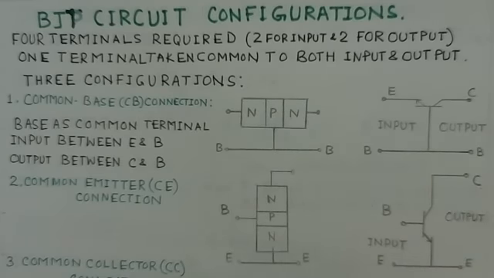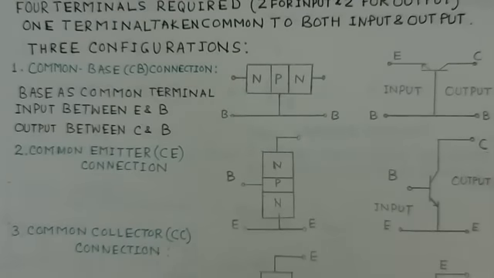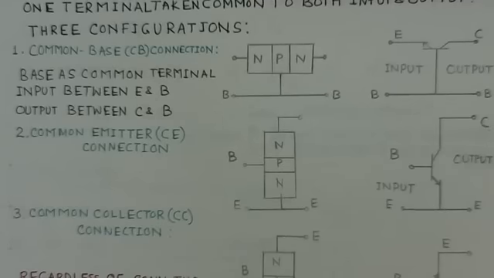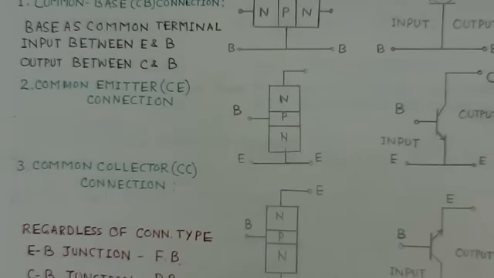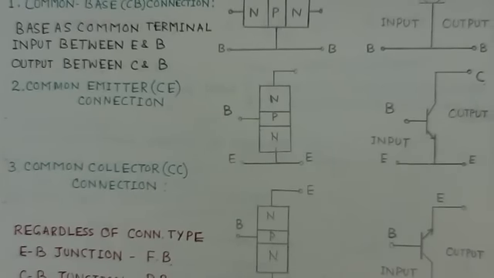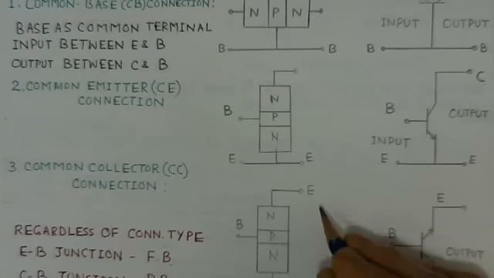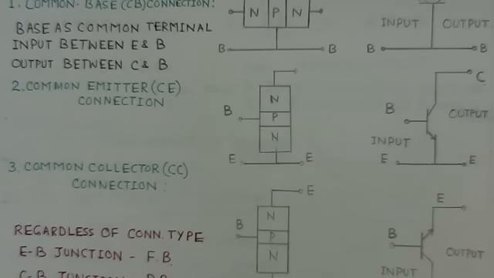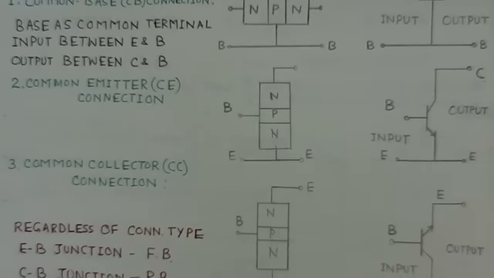Here the second configuration is for the common emitter. Here the emitter is taken as common, and the input is between base and emitter, and the output is between collector and emitter. And the third is the common collector configuration. In common collector configuration, you can notice here that collector is common, and base and collector are the inputs, and emitter and collector are taken as the output terminals.